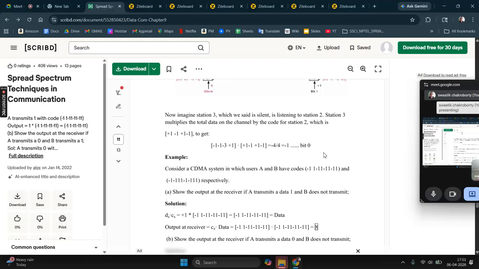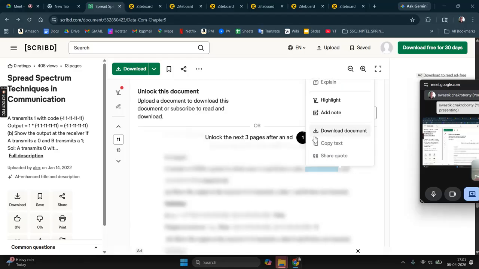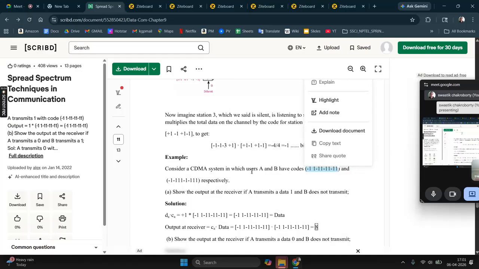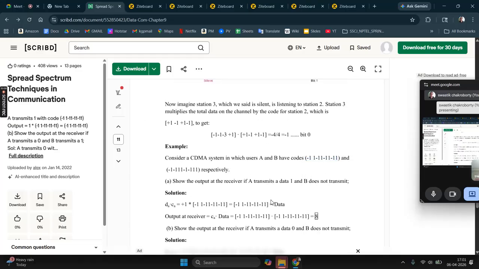So we have this particular problem where user A and user B have two different codes as shown here. Show the output at receiver A. So A and B have the codes as follows.